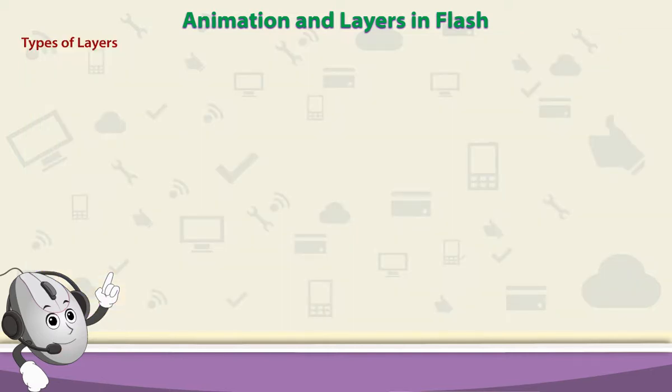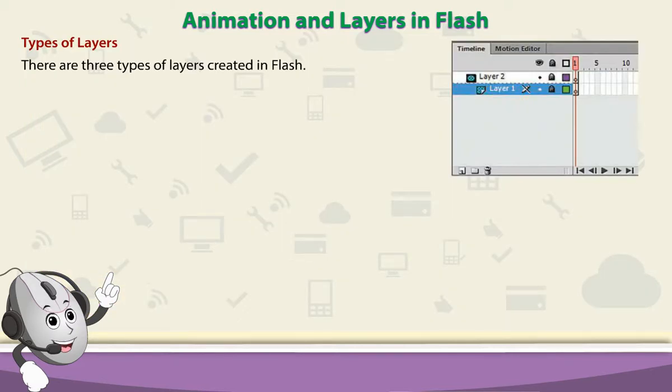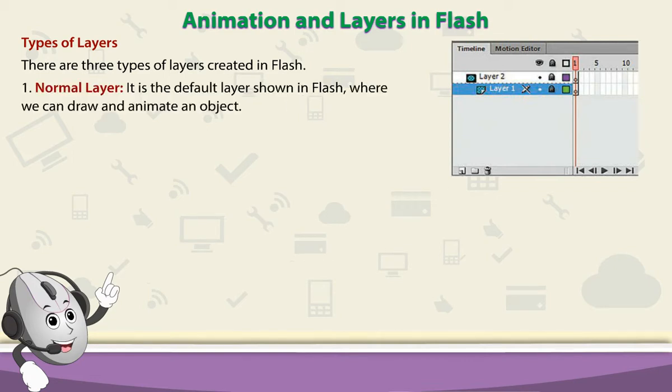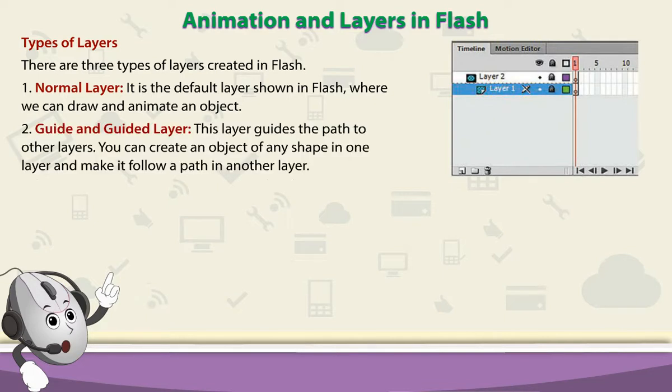Types of layers. There are three types of layers created in Flash. 1. Normal layer. It is the default layer shown in Flash, where we can draw and animate an object. 2. Guide and guided layer. This layer guides the path to other layers. You can create an object of any shape in one layer and make it follow a path in another layer.